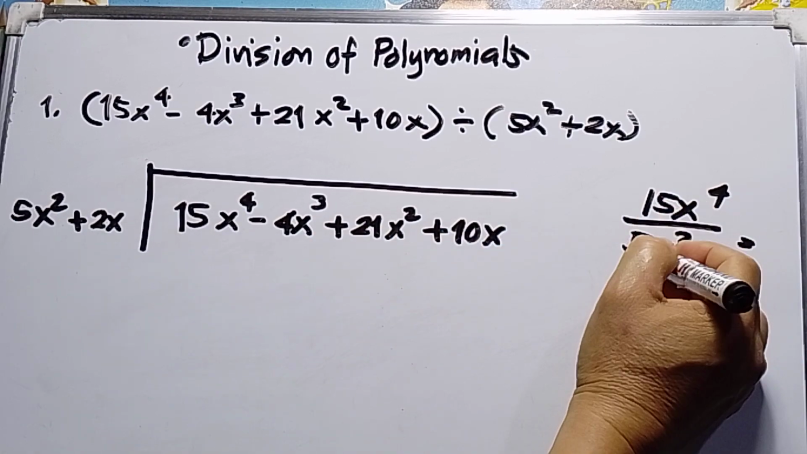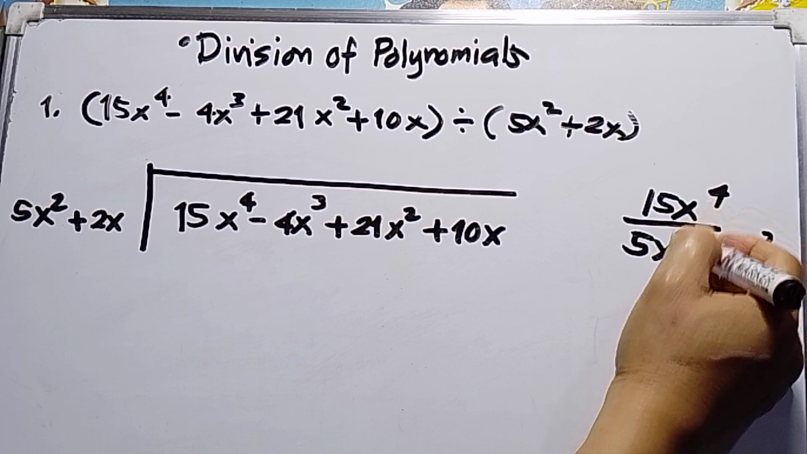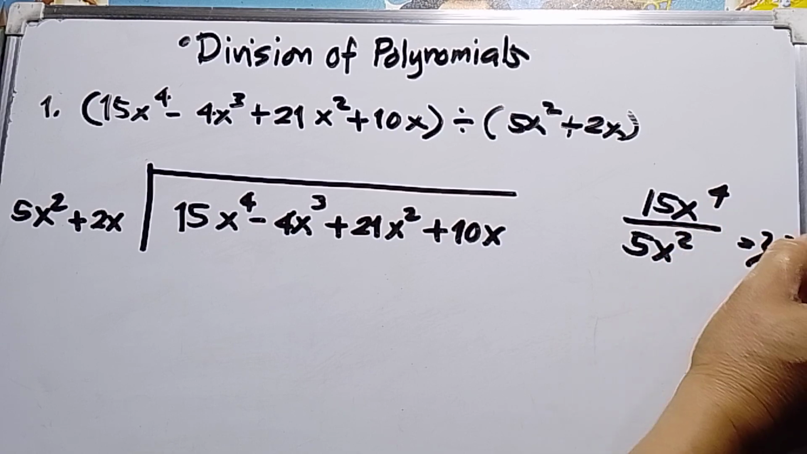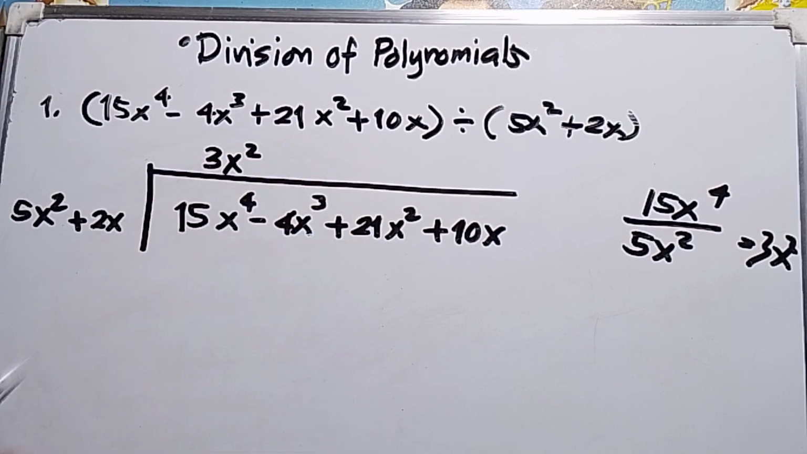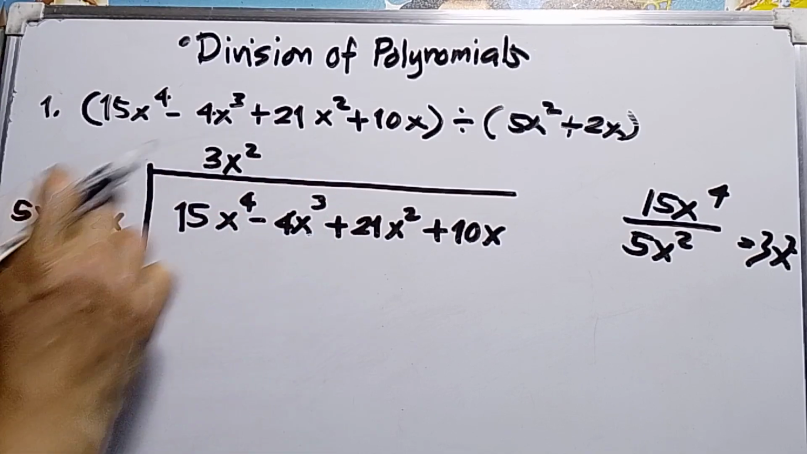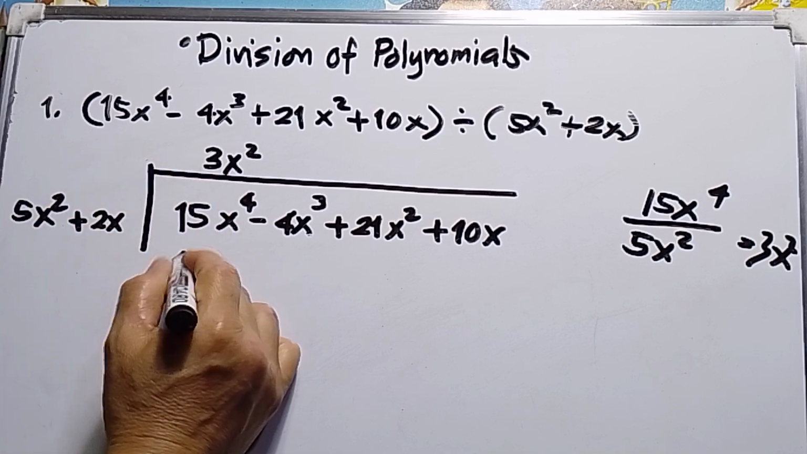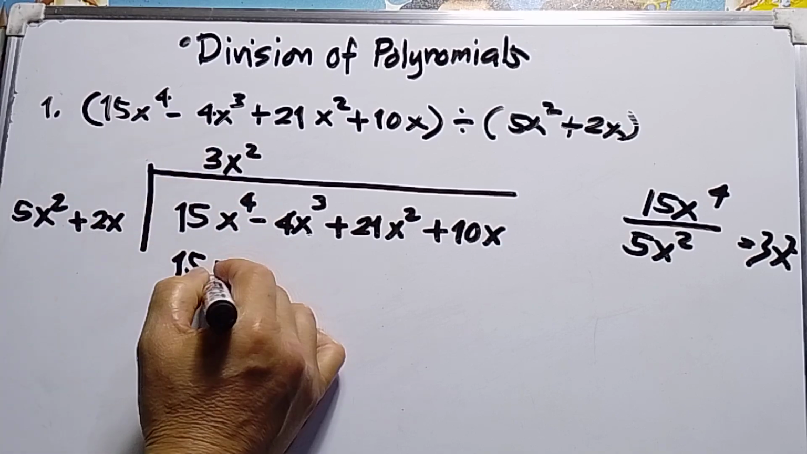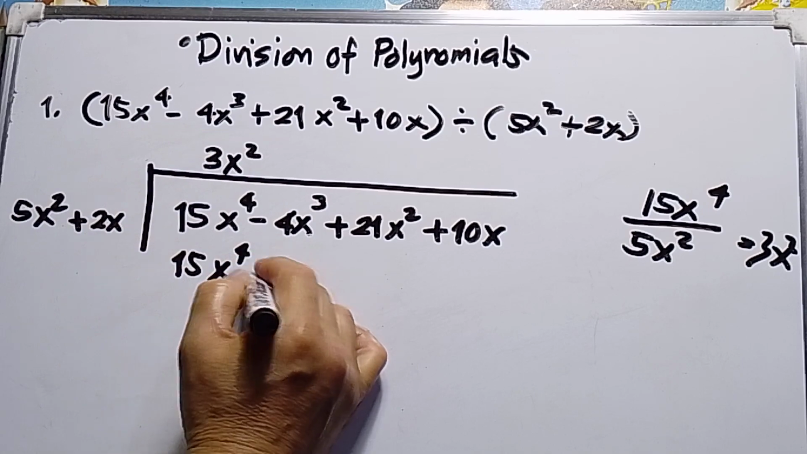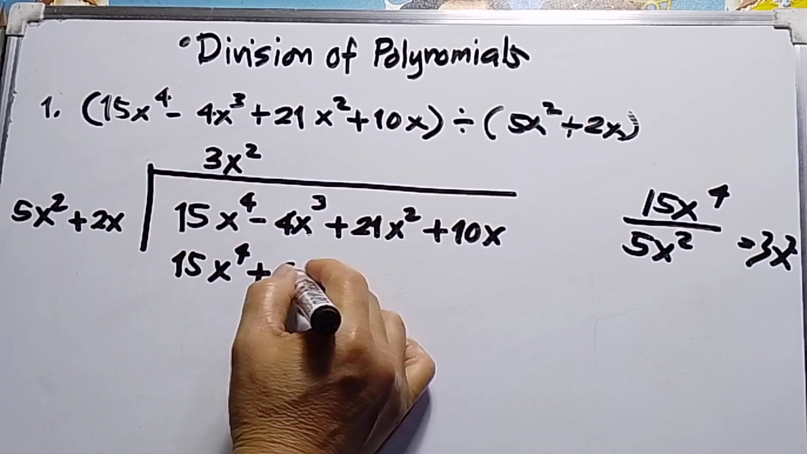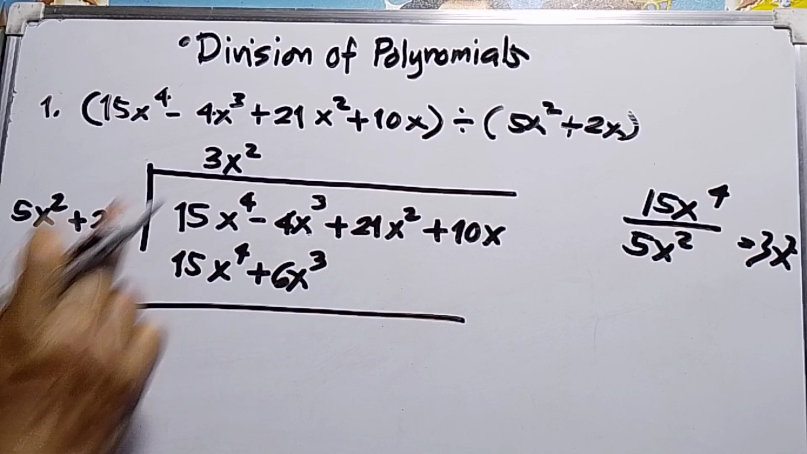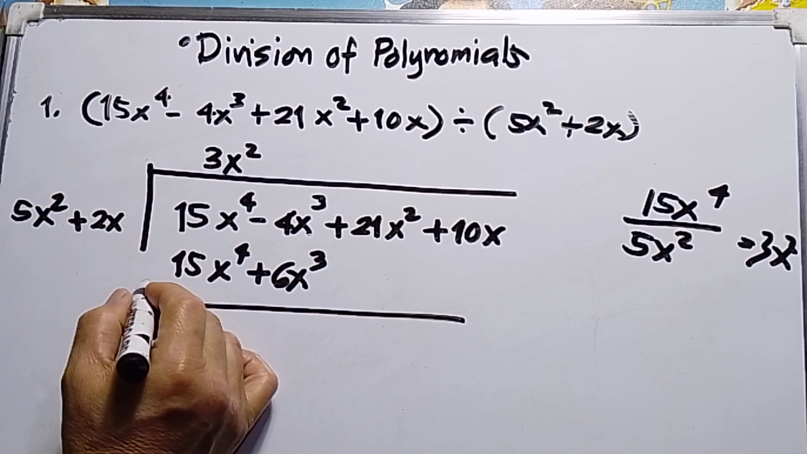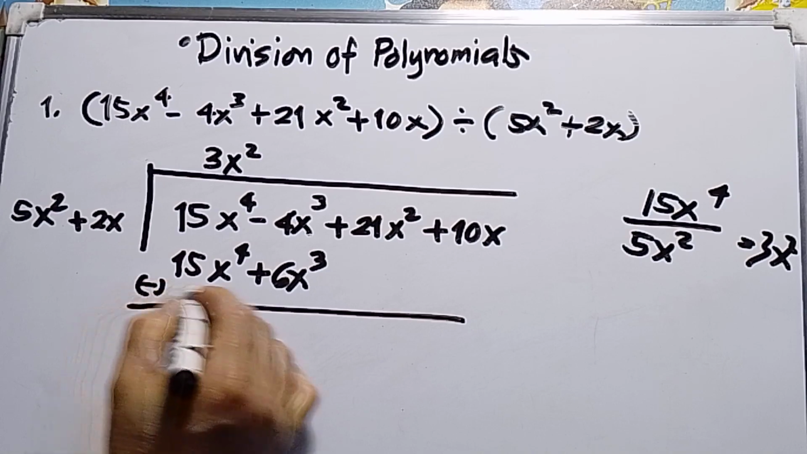So 15 divided by 5 is 3. Then x to the fourth divided by x squared will be x squared. So my first quotient is 3x squared. Then I need to multiply it to the divisor. So this will be 15x to the fourth, then plus 6x cubed. Okay? Note that in dividing, we need to change the sign of the product.